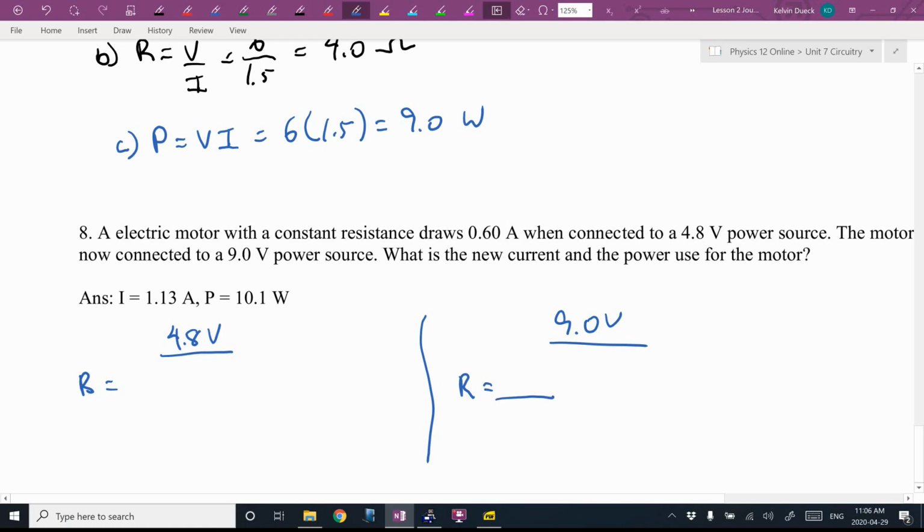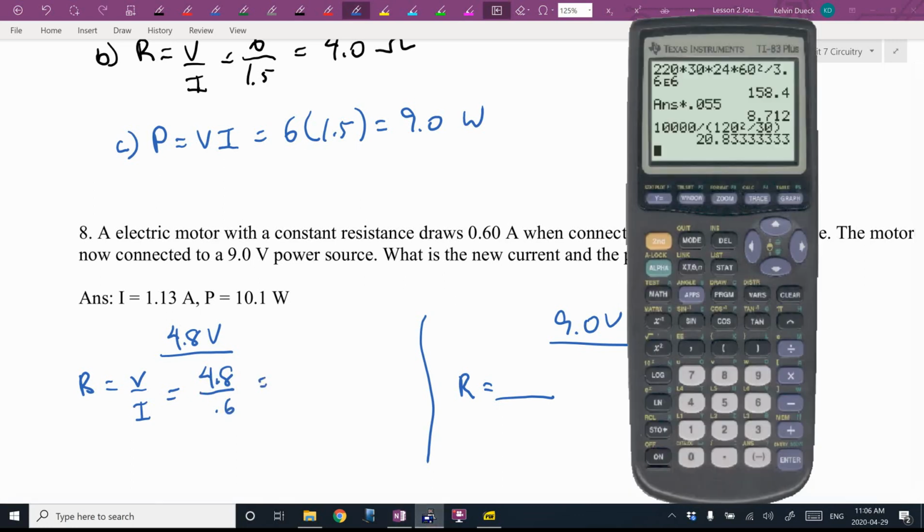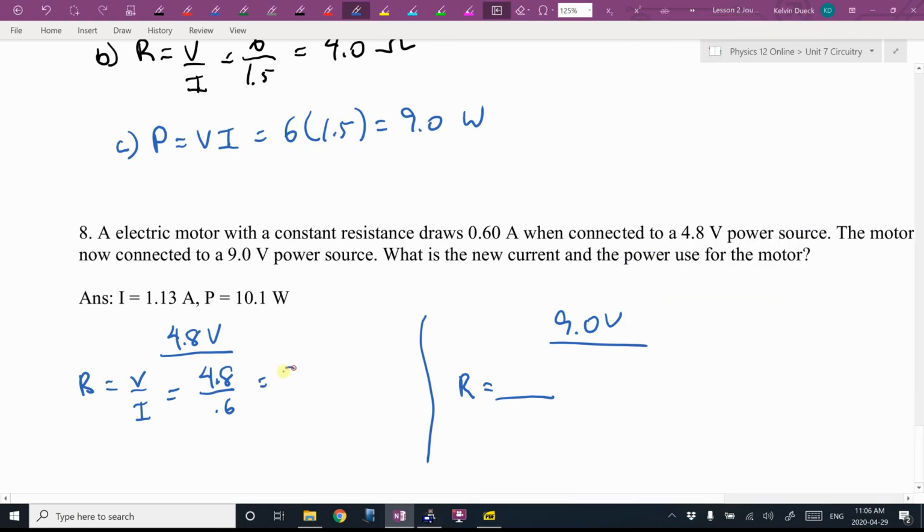I'm going to start with what I do know. It's going to be V over I, which is 4.8 over 0.6. So that should work out evenly, I think. Should work out to 8. Yes? Yeah. So the resistance of this object is 8 ohms, and now I'm going to move that to this side.